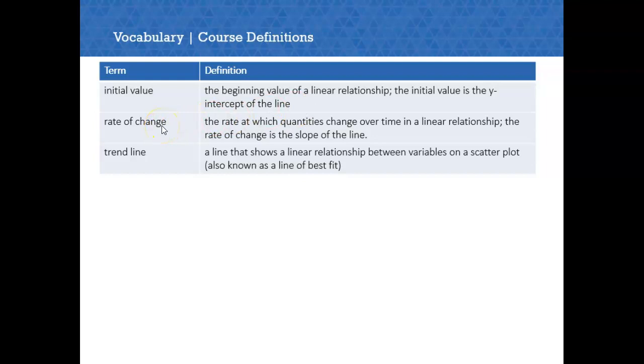Rate of change, something we also talked about a lot in semester 1, is the rate at which quantities change over time in a linear relationship. The rate of change is the slope of the line. And finally, the trend line is a line that shows a linear relationship between variables on a scatter plot. This is also known as a line of best fit.